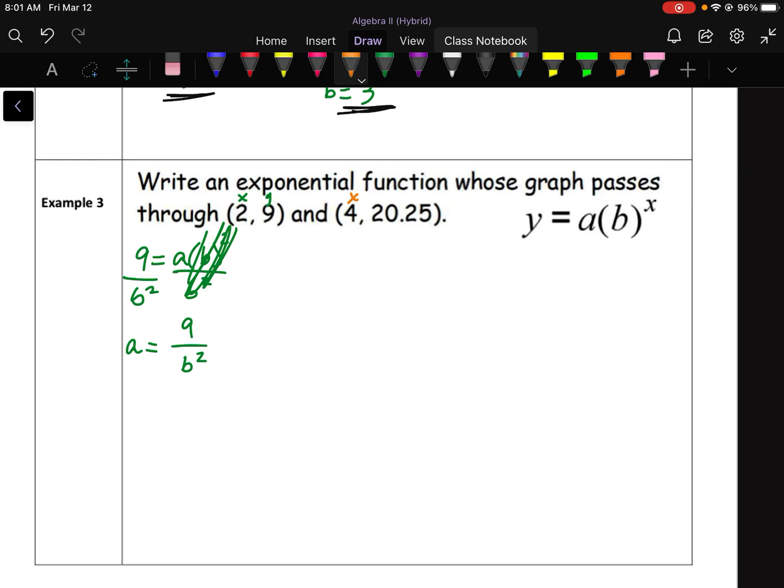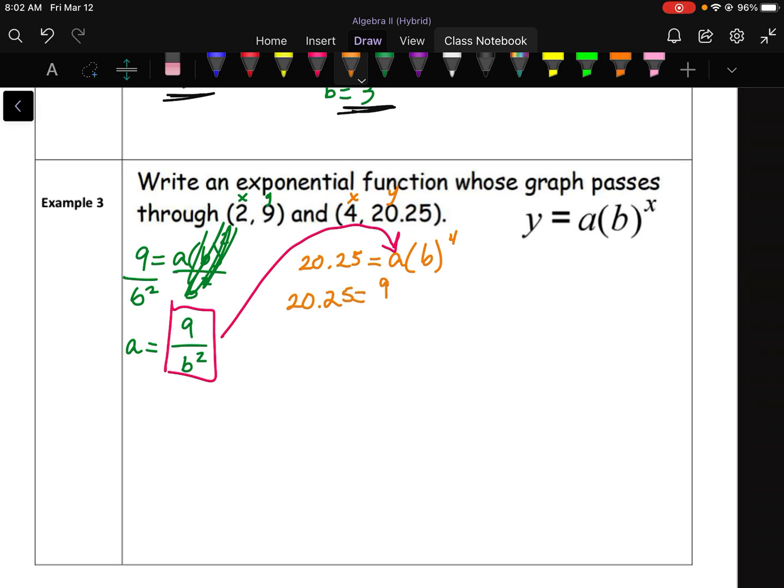Then you take your other point, x and y. This is kind of a weird thing here, but I'm assuming we're going to take the square root and it's going to work out nicely. 20.25 equals a times b to the 4th power, because that's x. Now you're going to make another substitution. You take what we found for a, 9 over b squared, and replace it for a in this second equation. So 20.25 equals 9 over b squared times b to the 4th. So we substituted once to find a, substituted twice to write this second equation, and now we have an equation with just b values.